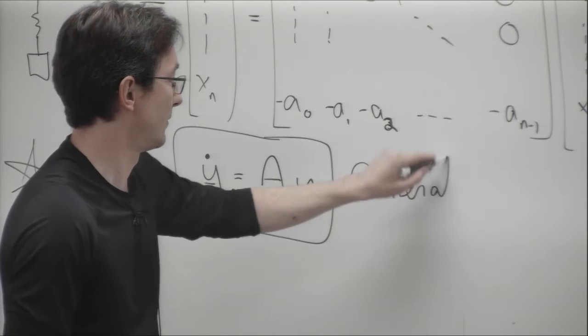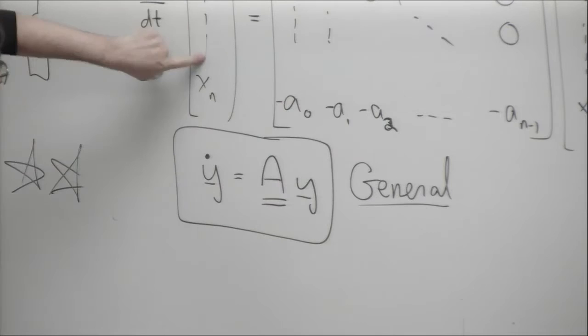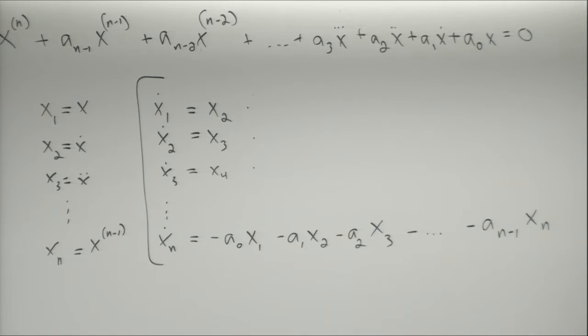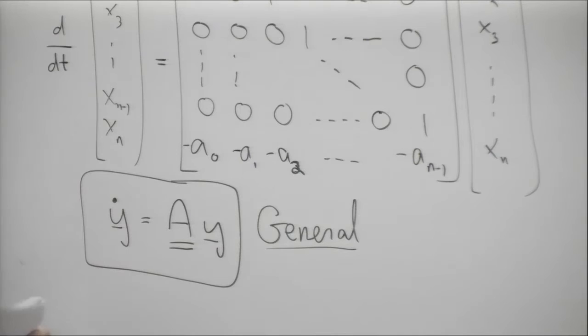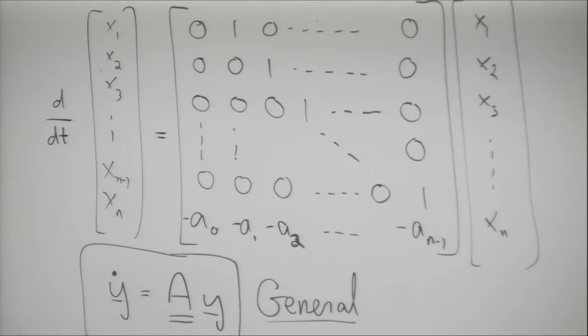Yeah? On the bottom row, on the far right, that bottom corner? So the row right above this is the x(n-1) row. And x(n-1) dot is xn. So it should be 0, 0, 0, dot, dot, dot, 0, 1. Is there a 0 to the right of a(n-1)? No. Every single term here gets a coefficient, I think. Is that right? Yeah.